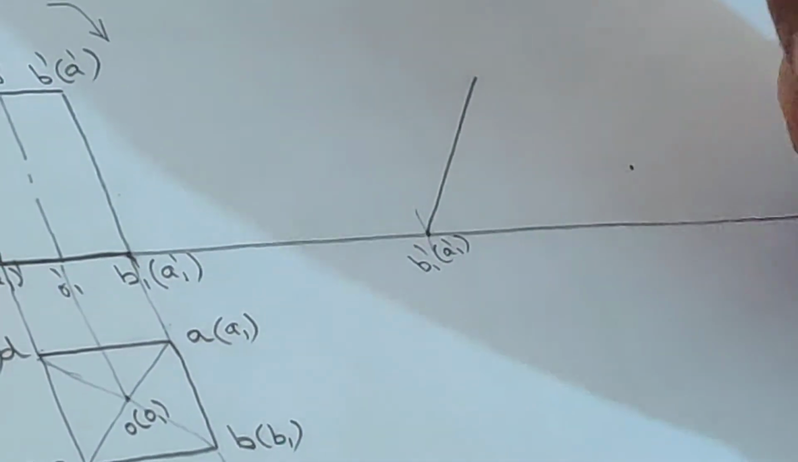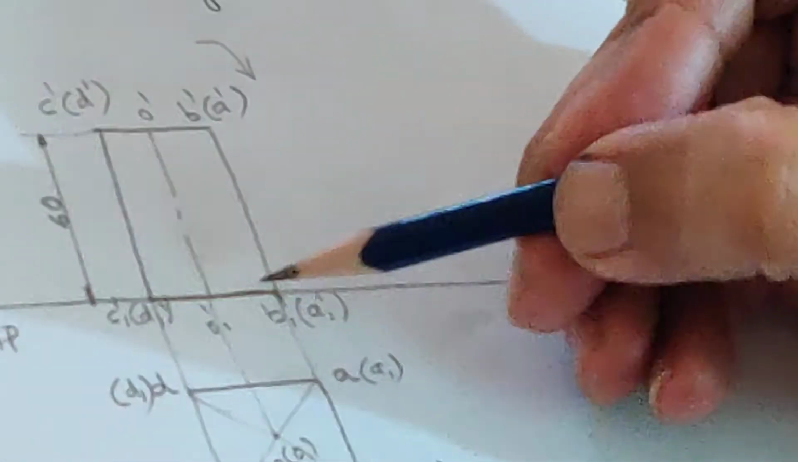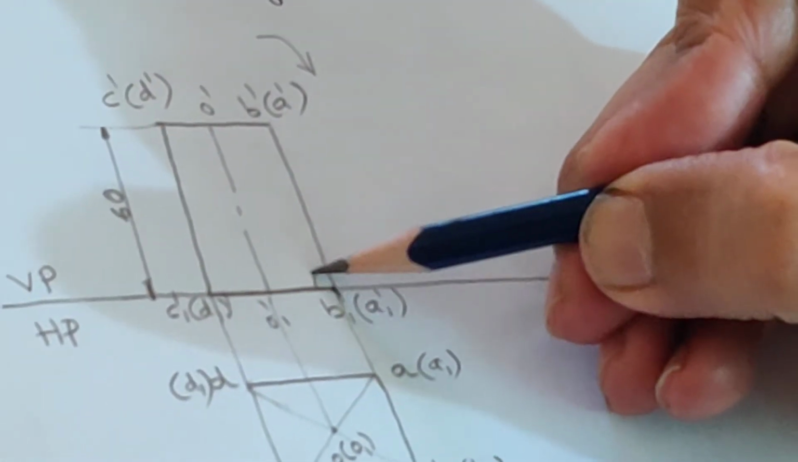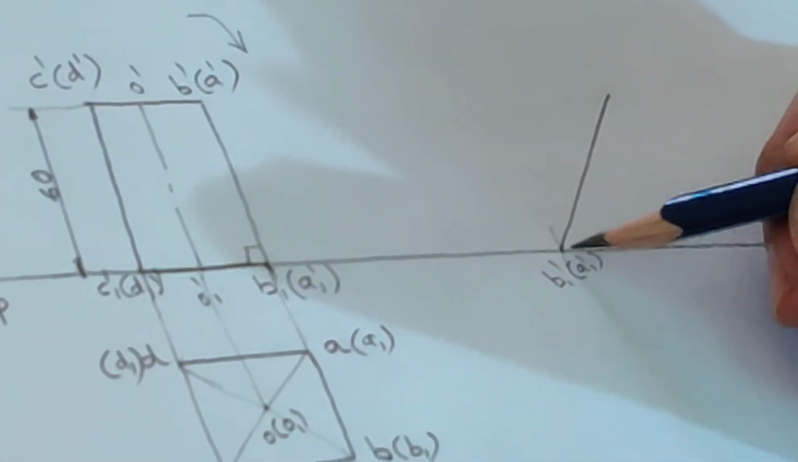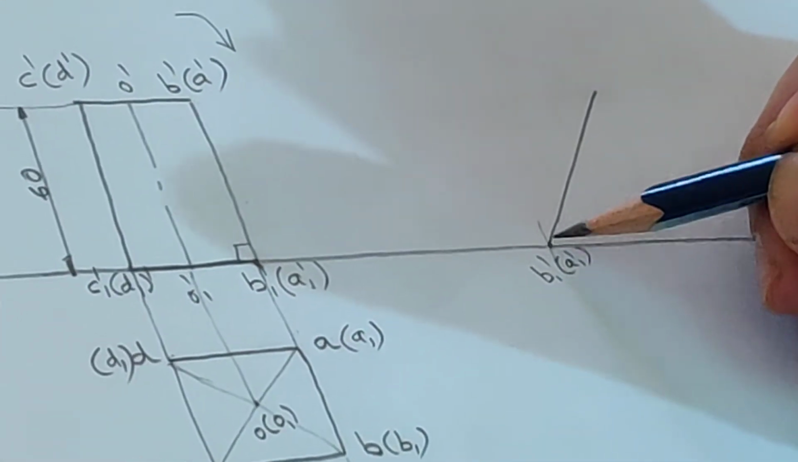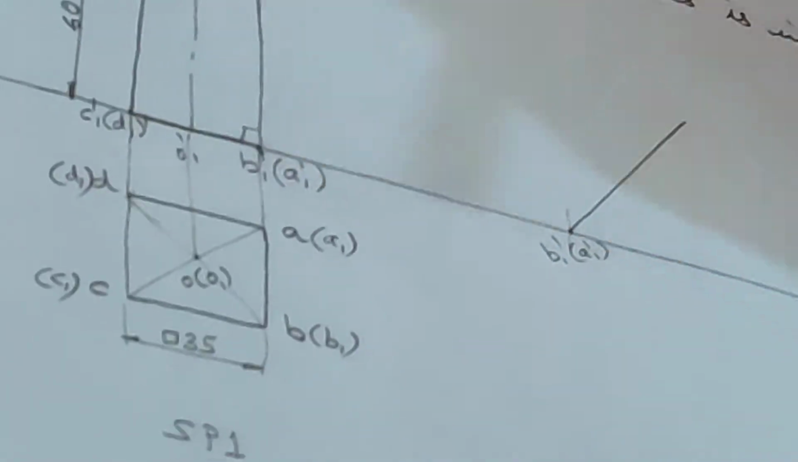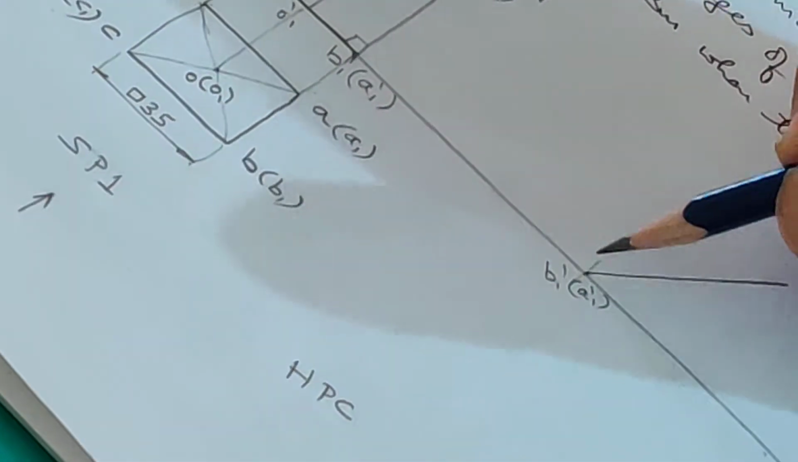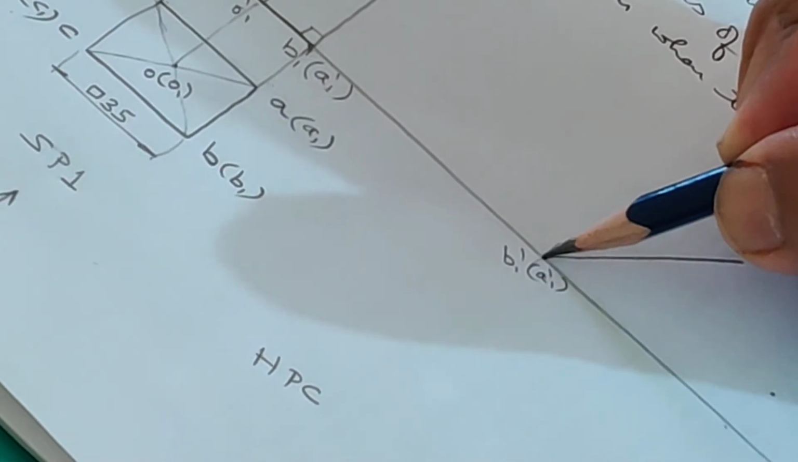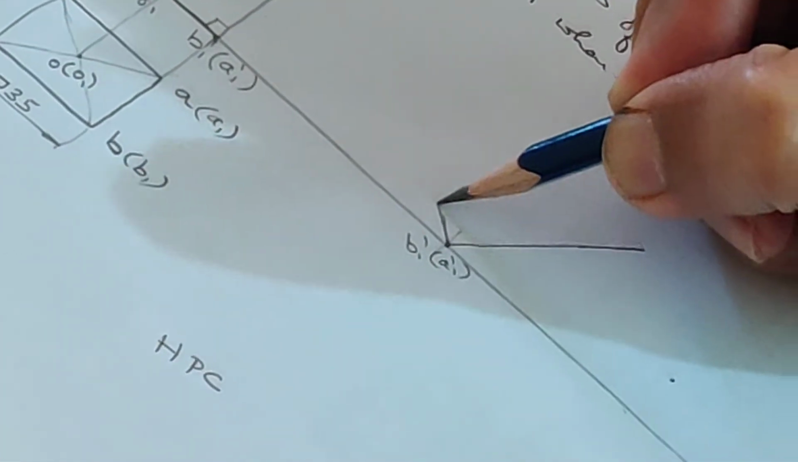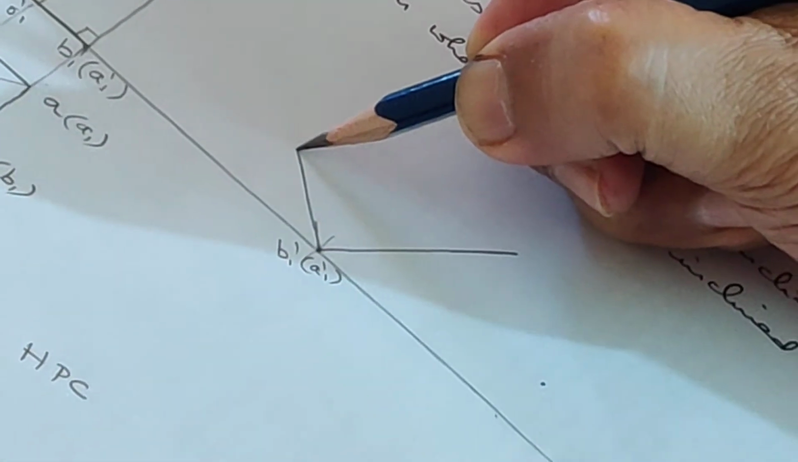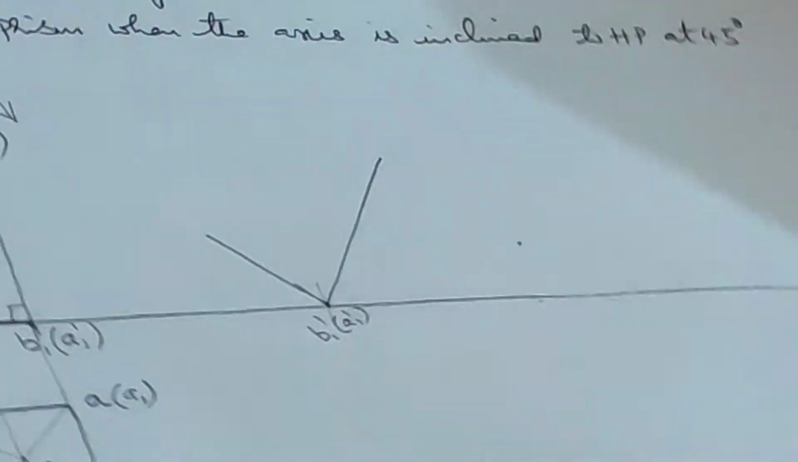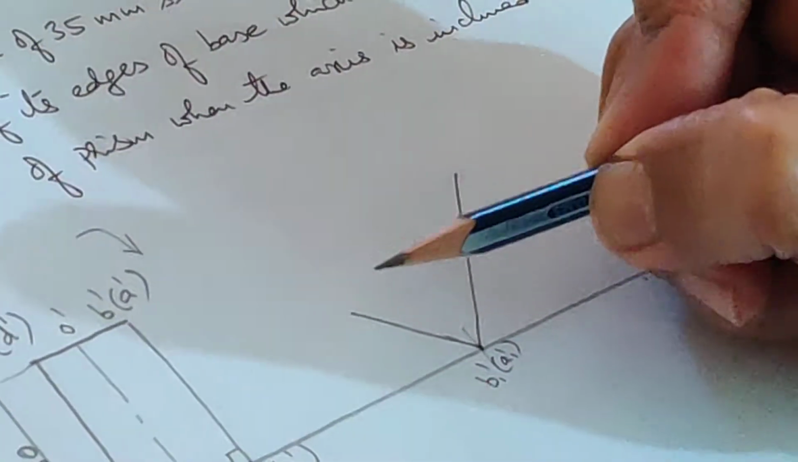Same length, okay? And now you can draw the base. The base and this edge are mutually perpendicular. So you can put your protractor here, mark 90 degrees and draw the base, the same length. This is of 35 mm dimension. So I am drawing the base here exactly perpendicular to this line. Okay, now I can complete the rectangle.